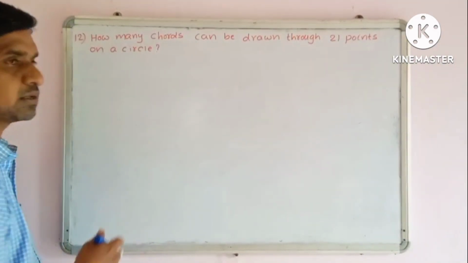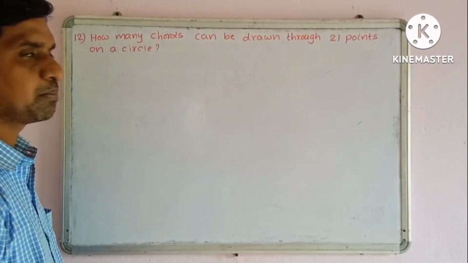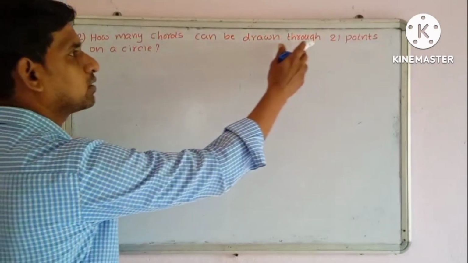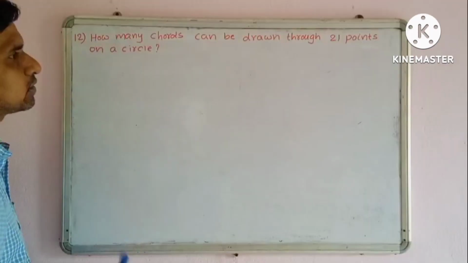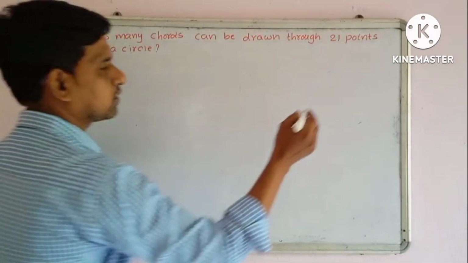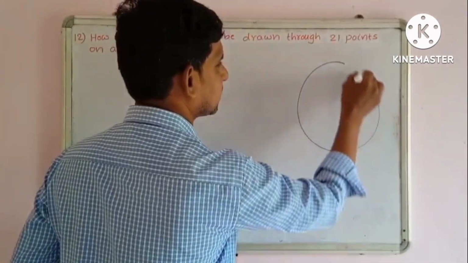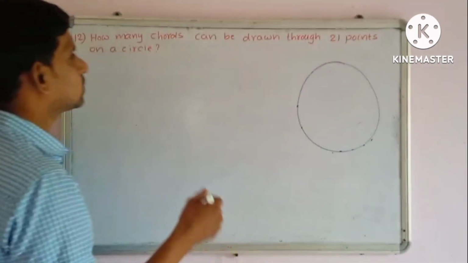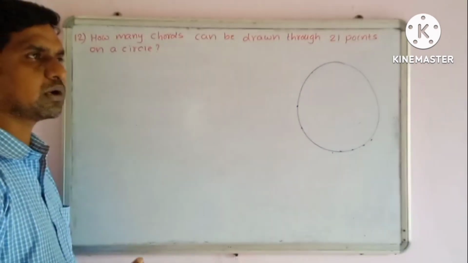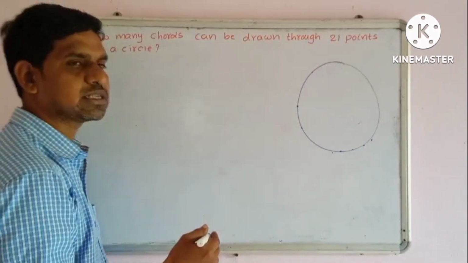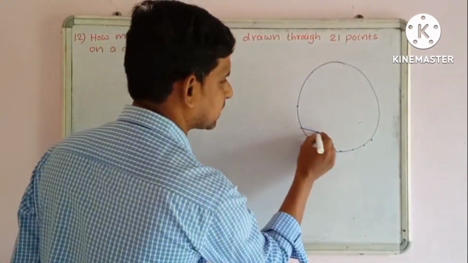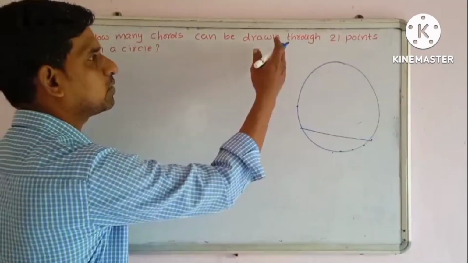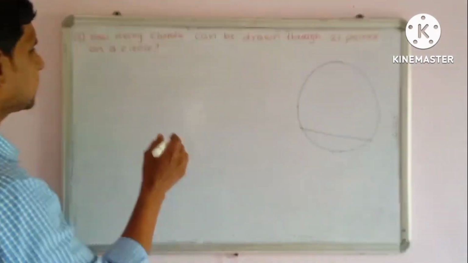Permutations and combinations, exercise 6.3, problem 12. How many chords can be drawn through 21 points on a circle? This is a circle. The circle consists of 21 points, like this. So how many chords can be drawn? A chord means a line segment drawn between any 2 points of the circle. So how many such chords can be drawn from 21 points on a circle?